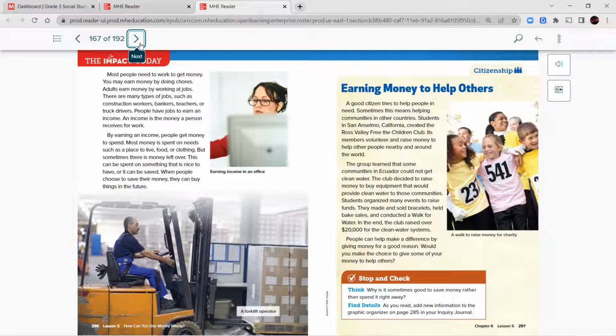People can help make a difference by giving money for a good reason. Would you make the choice to give some of your money to help others?